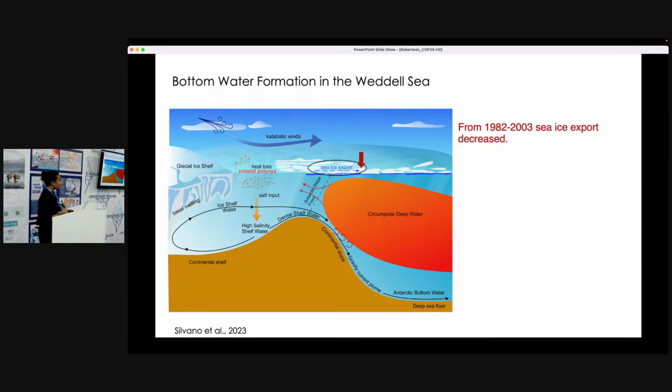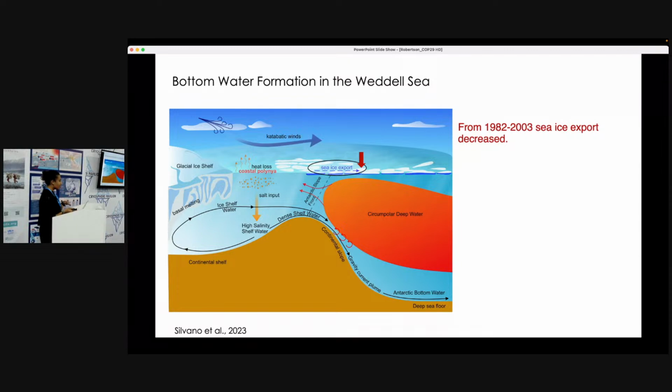So talking a little bit about how Antarctic bottom water is formed, you see in red this circumpolar deep water moving towards the ice sheet. And as this circumpolar deep water moves towards the ice sheet and interacts with these open areas of ocean free of sea ice called coastal polynyas, it exchanges heat with the atmosphere, causing freezing of sea ice. And when sea ice freezes, you get what's called brine.